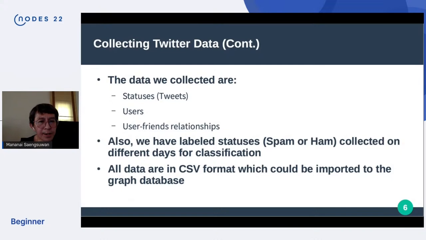The data that we collect from Twitter is, first, the status, which we call a status in the Twitter API but normally people call a tweet. The second is the user object that wrote or retweeted. And the third is the user and friend relationship. Next, we need to label whether each status is a spam or not, because we need these labeled statuses to fit into the classifier later on. All the data that I mentioned is in CSV format, which will be imported into the graph database.